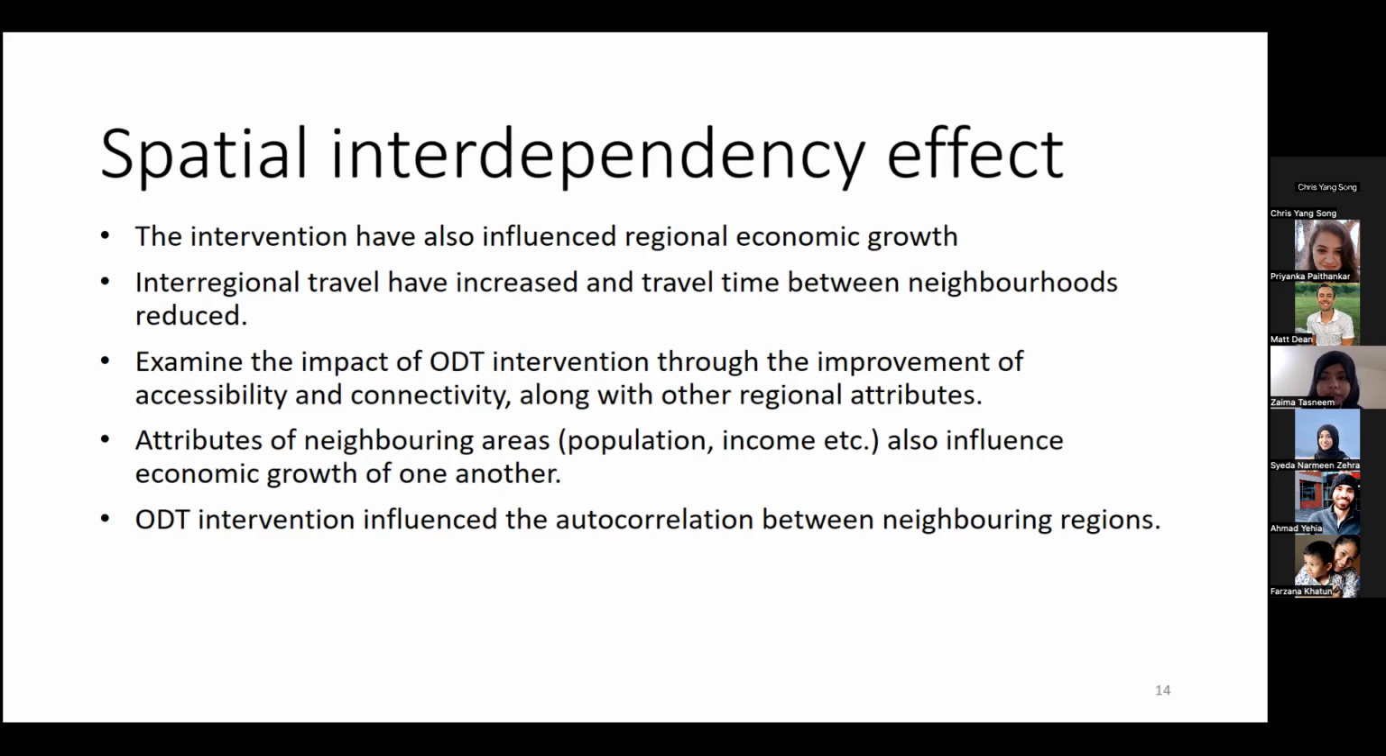To examine that, we are going to look into these factors, this interregional travel increase and the travel time being reduced, in terms of accessibility and connectivity due to ODT service, and examine their impacts on economic growth. Along with these two factors, we are also going to look into other attributes of neighboring areas, such as population, income, and age, that also have a certain influence on economic growth.